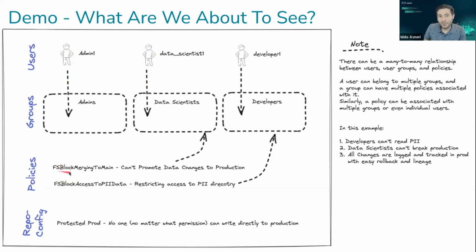One is block merges to main. What this policy means is that nobody can promote data, not code, data, to production. And we attach this policy to the data scientist. So if data scientists work on their branch, make changes, and want to promote it to production, they physically can't do that, and they can't break anything in production because they don't have permissions to do that.